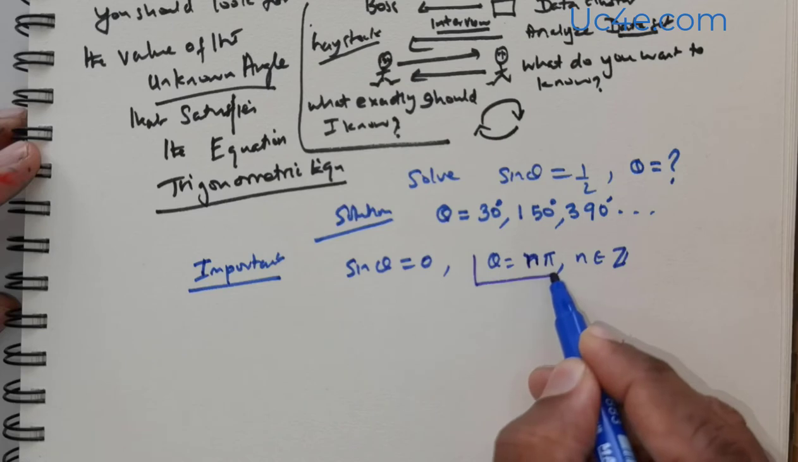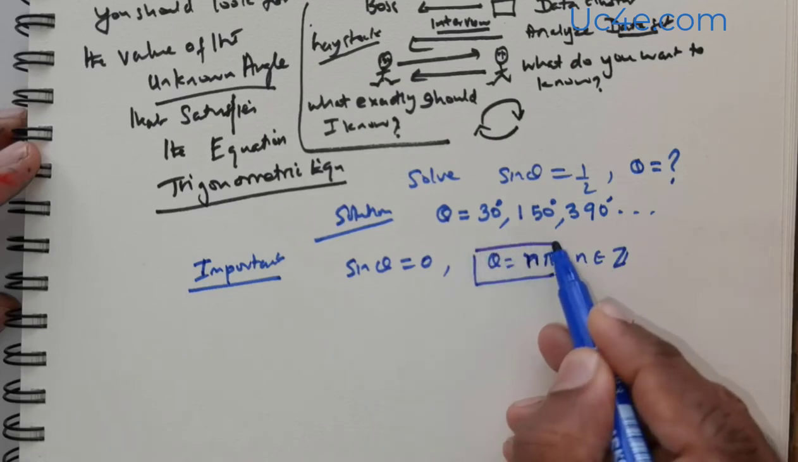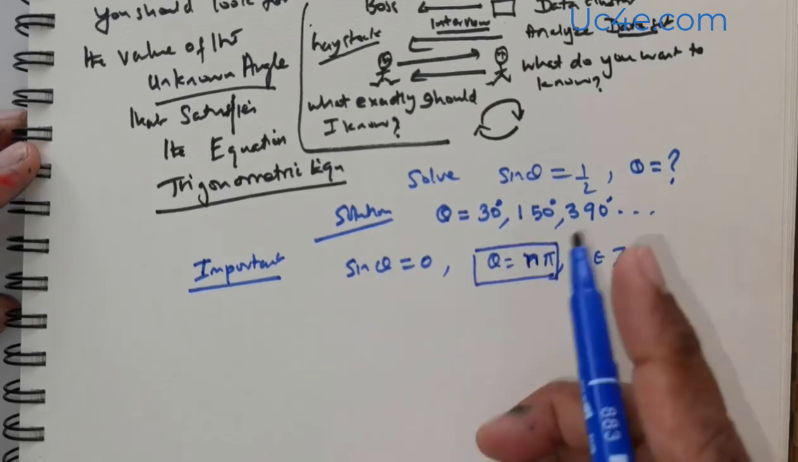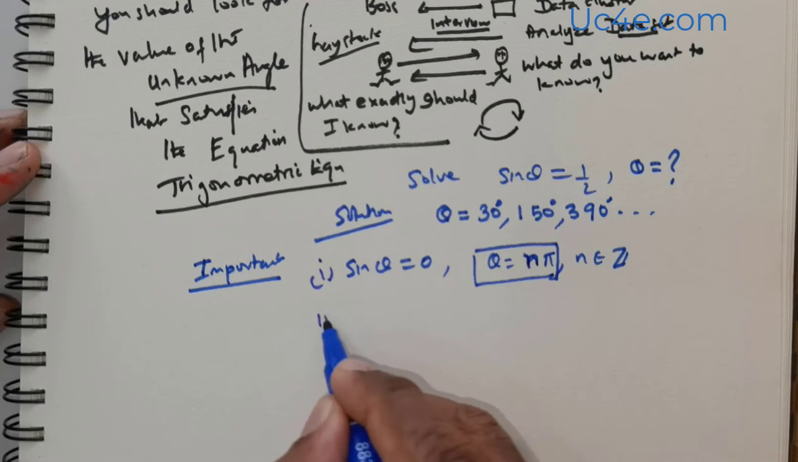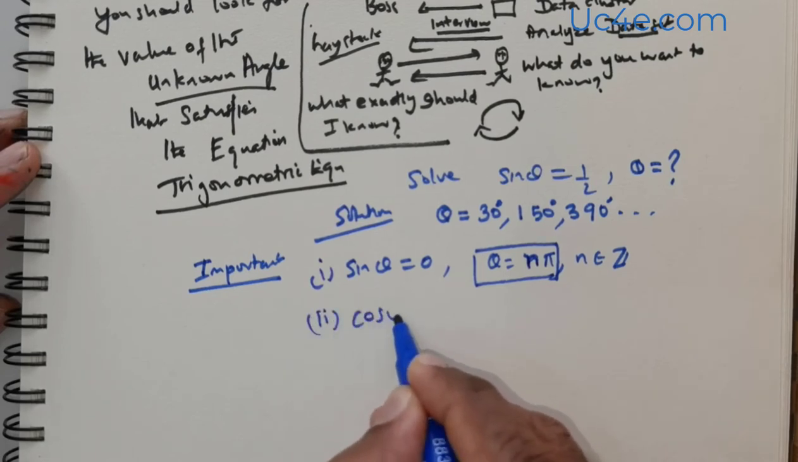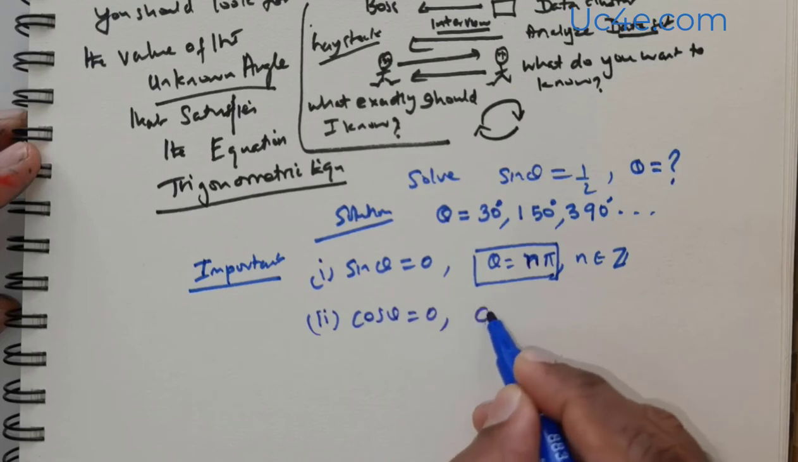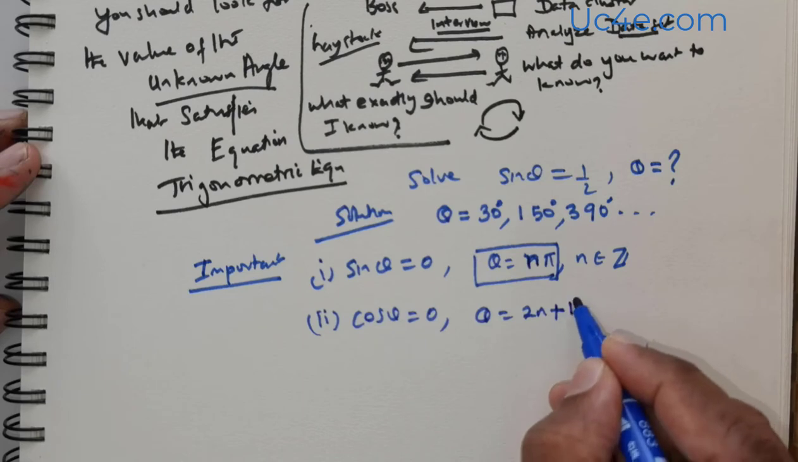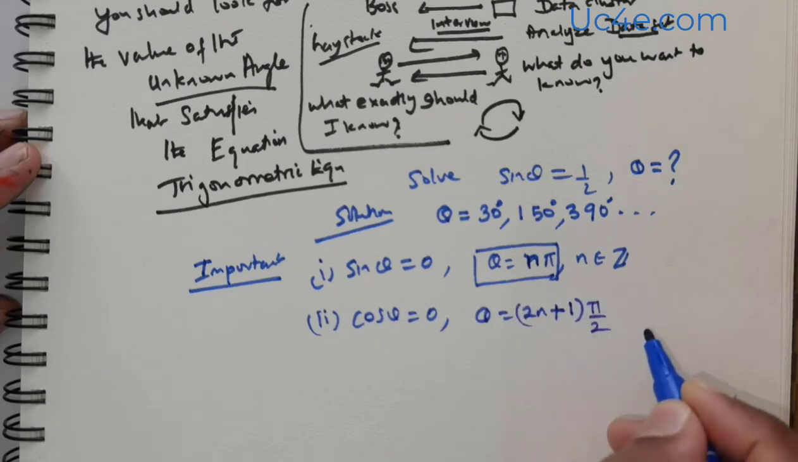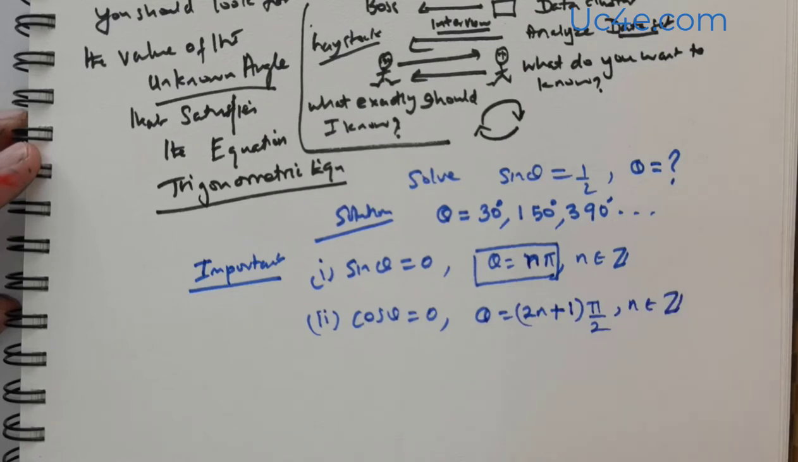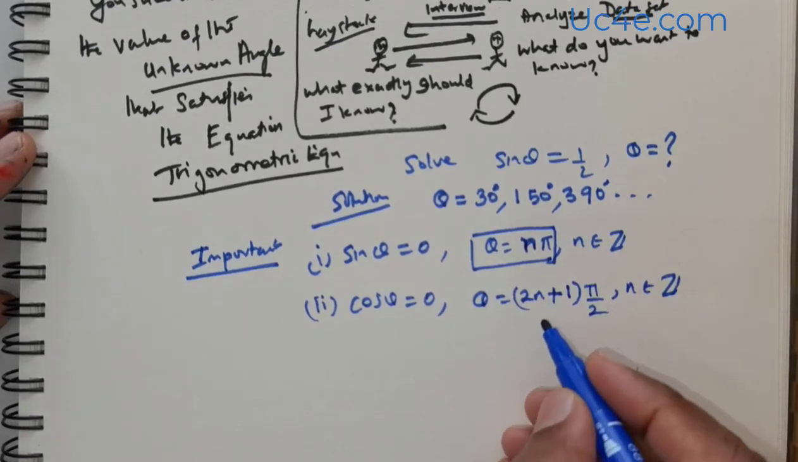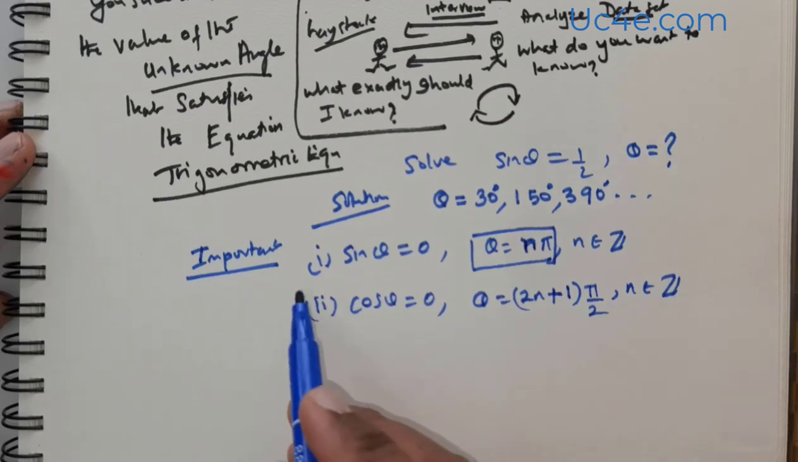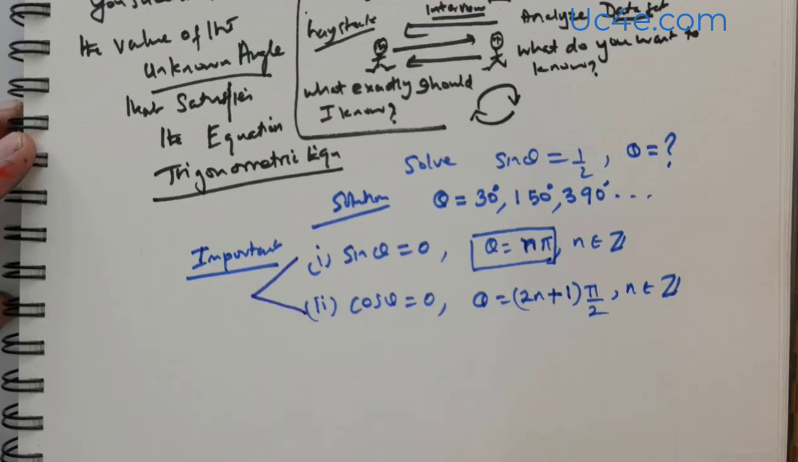So, for all values of n present in Z, theta equal to n pi would satisfy this equation. So that is the first point that you will have to know. Point number 2: if you were to take cos theta equal to 0, then theta would take all values of the form (2n + 1) times pi over 2, for n an element of Z. So in this case, n can take any value present in the set Z. So have this in mind, and these two are very important concepts.